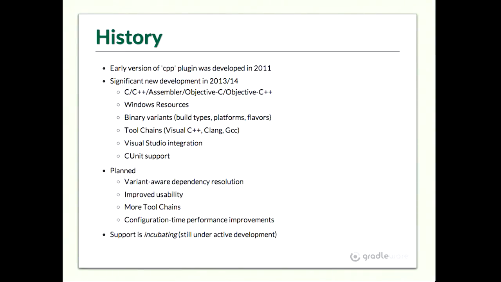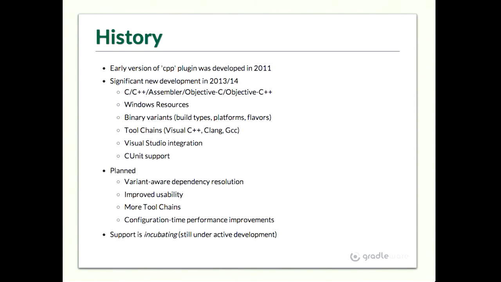The sort of things we've added in the last 18 months: we already had a bit of C support. We now have C, assembler, Objective-C, Objective-C++ support. Support for Windows resources, so if you want to include Windows resources in a DLL, that's been added. The ability to build binary variants. That was one of the big limitations of the early plugin. It basically worked the same as the Java plugin, produced a single output.